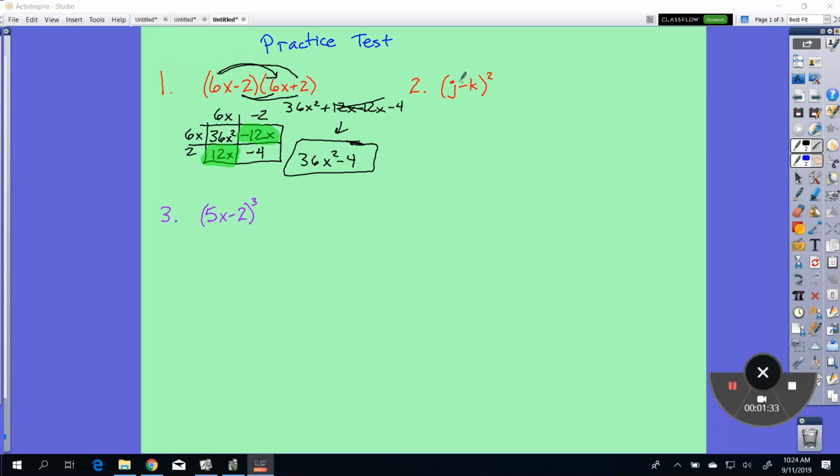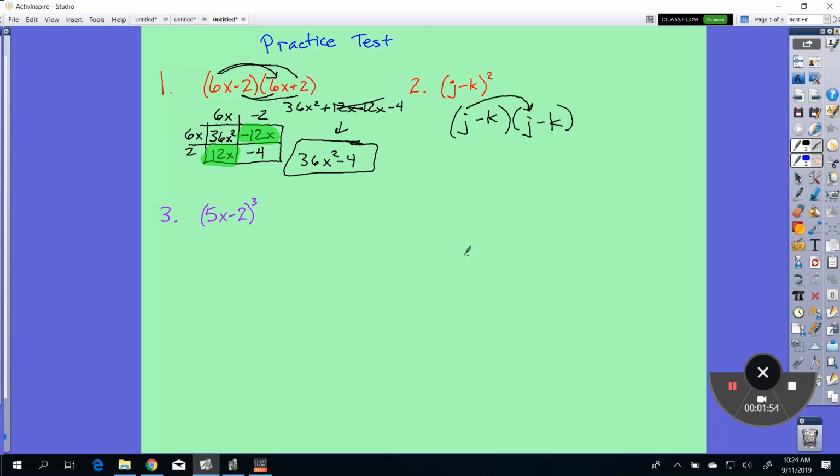So the next one says j minus k squared, which means that we have two of these j minus k's. That's what the squared means, that there's two of them. They're both the same, so there's two of the same kind. So now we're going to multiply.